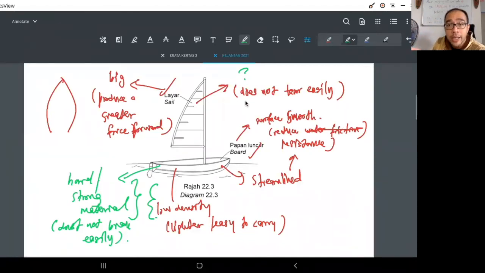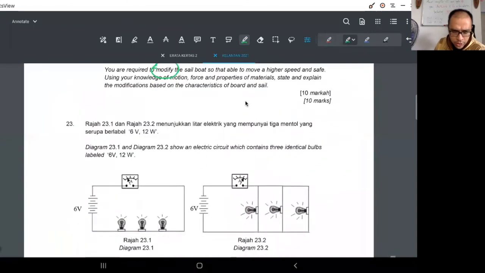Okay. And since we're getting nearer and nearer to the exam, how you help yourself to remember is by answering more and more questions. Because the more questions you do, the more you will find that, alamak, the answer is actually very standard. The answers don't change much. It's quite standard. All right, 23.